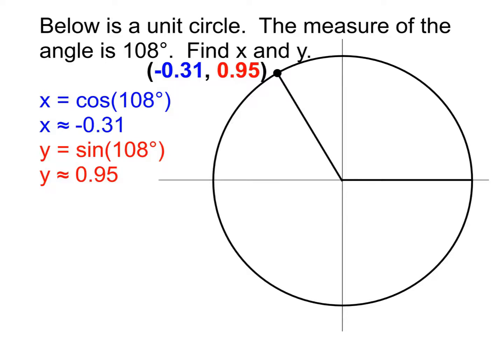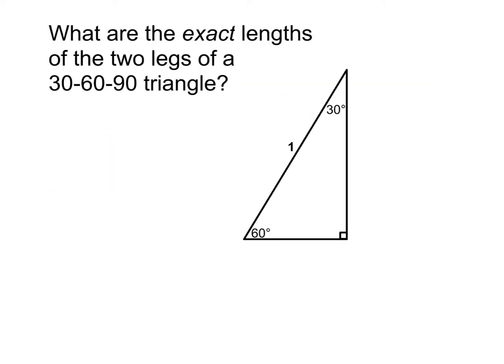You can use the same process no matter what the angle is, and you're going to be able to figure out what the coordinates of any point on the circle are. So next up, we're going to be taking a look back at some stuff we did yesterday. Yesterday, we looked at 45-45-90 triangles. Today, we're going to be looking at the 30-60-90 triangles and seeing what those exact side lengths are, because they're going to let us know what some exact values of sine and cosine are as well.